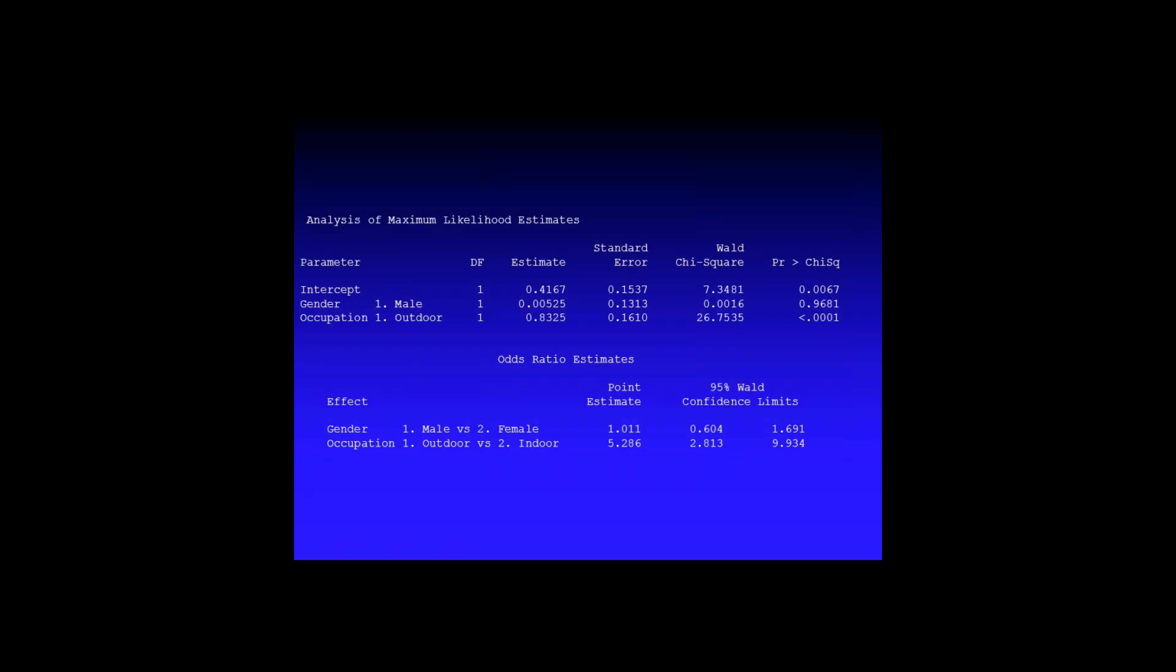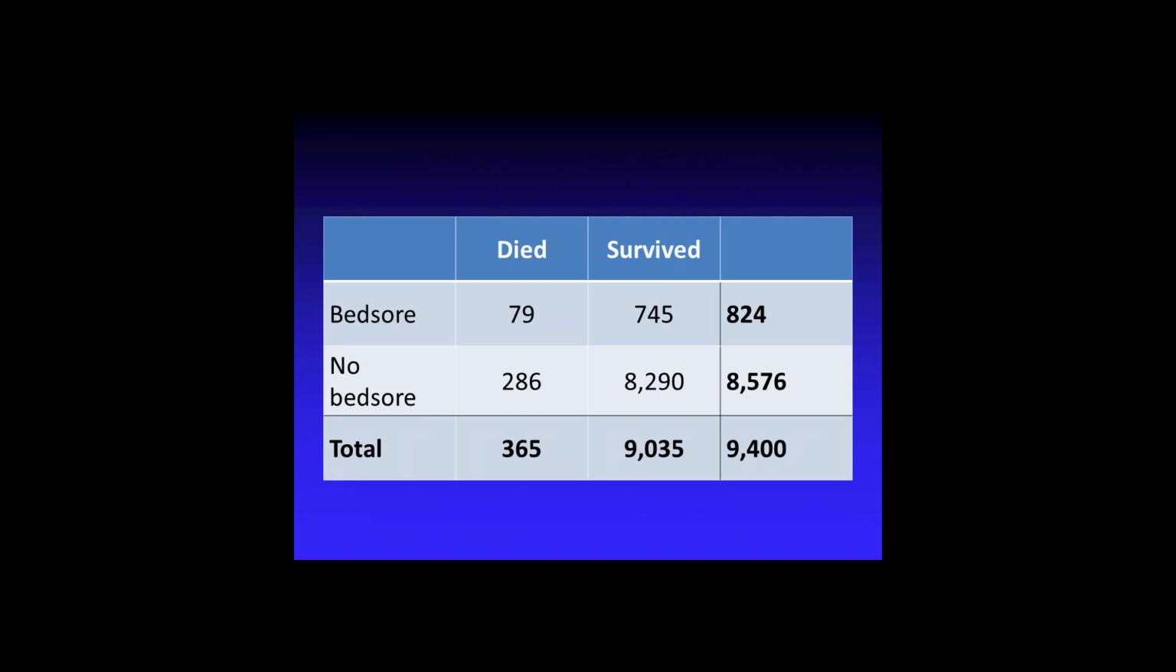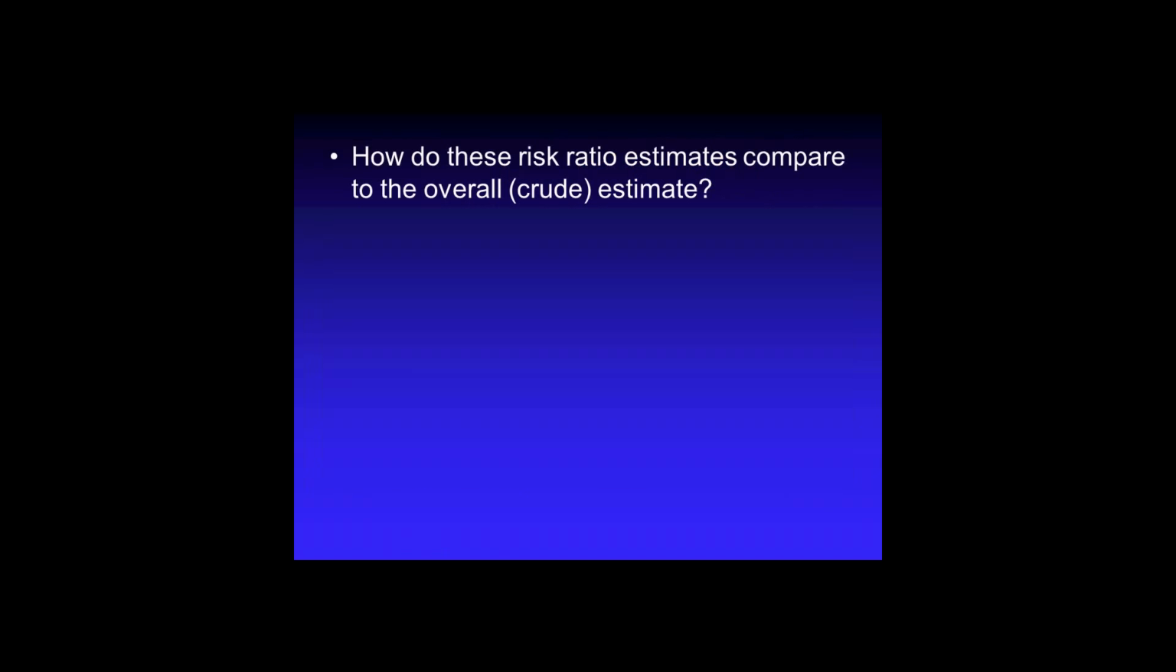And so we see it's a really strong association. Adjusted for male gender, the association between working outdoors and getting malaria is 5.29, significant. So really it was the confounder that was driving the association, not the male sex. And in fact, if you look at gender, 1.01, 0.604 to 1.69, no association whatsoever, not significant. That was another example I had.